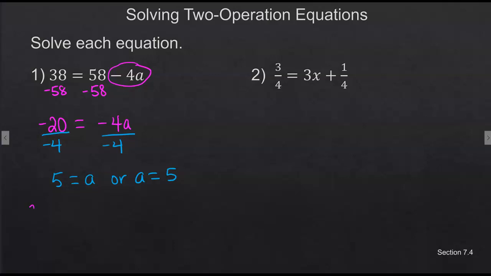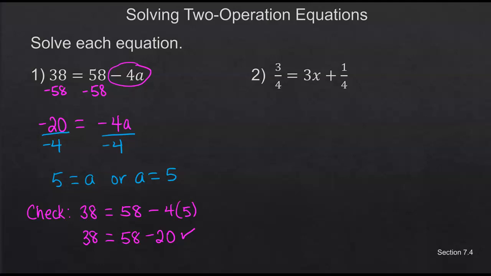Also, you can always check your solution. So this is kind of nice. You can always see if your solution is going to be correct or not. And we do that by going back to the original equation and substituting for the variable. So negative 4 times 5. And you can just do this with your calculator real quick. You can see that 58 minus 20 does equal 38, so it checks.